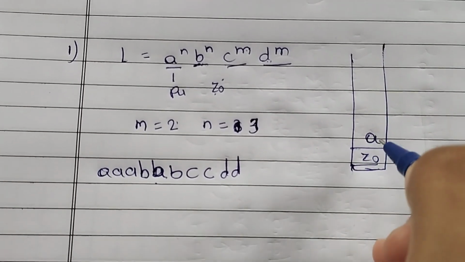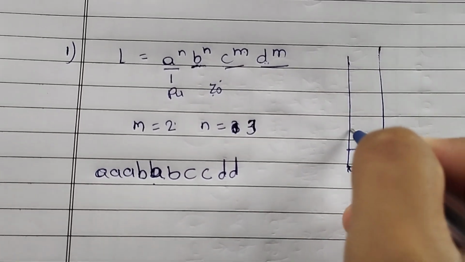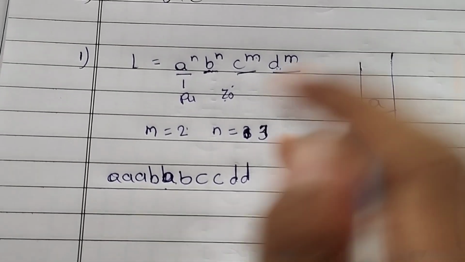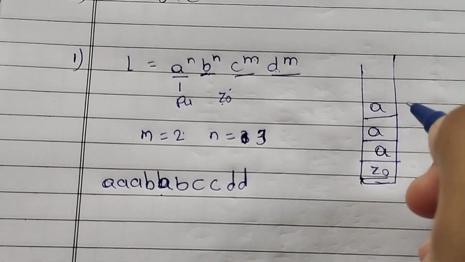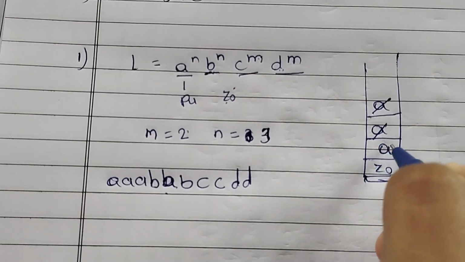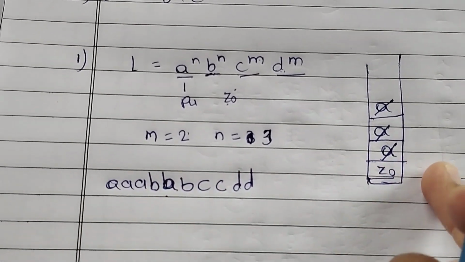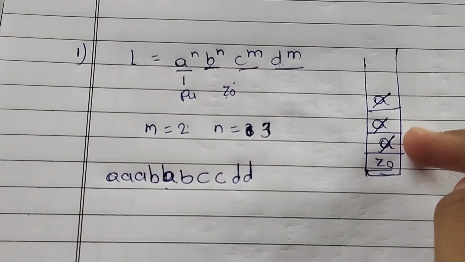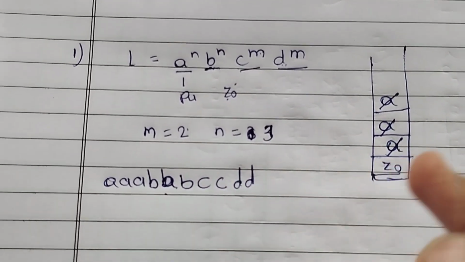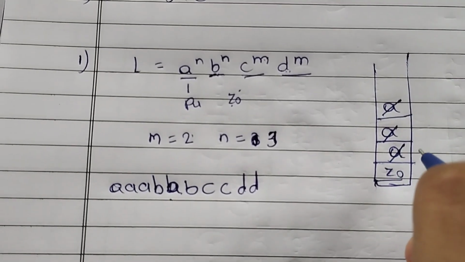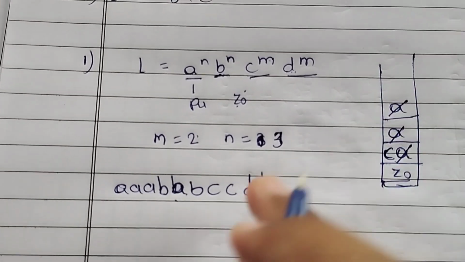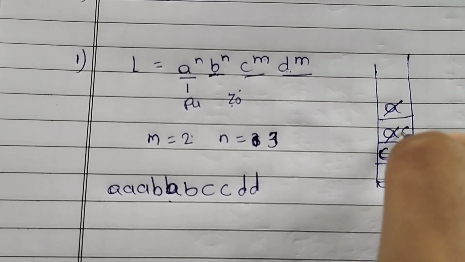So initially we read A, push the A, again read A, push A, again read A, push A. Now you read B. For the first B, pop the first A, again you read B, pop A, and for the third B, the third A is popped. Now the stack is empty, but now you read C. When you read C and initially Z naught is present, then push the C. So we push the C, again you read C, push the C.